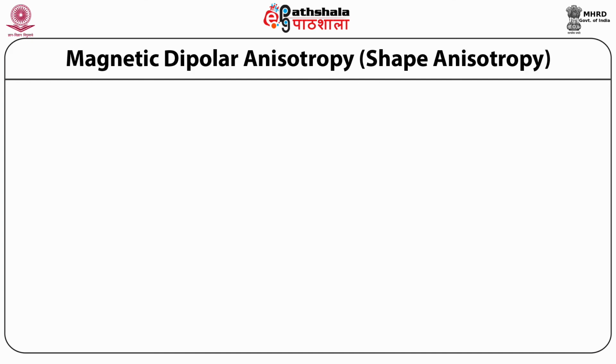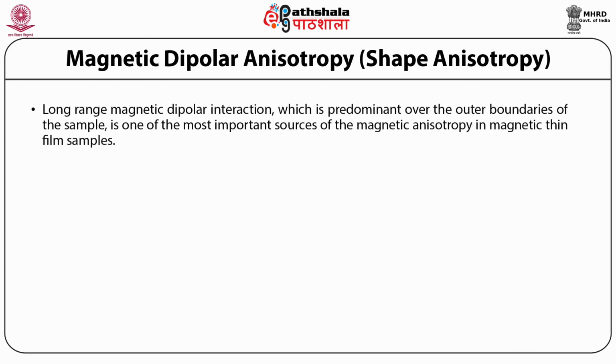Let us now study the magnetic dipolar anisotropy, which is also known as shape anisotropy. Long-range magnetic dipolar interaction, which is predominant over the outer boundaries of the sample, is one of the most important sources of the magnetic anisotropy in magnetic thin film samples.